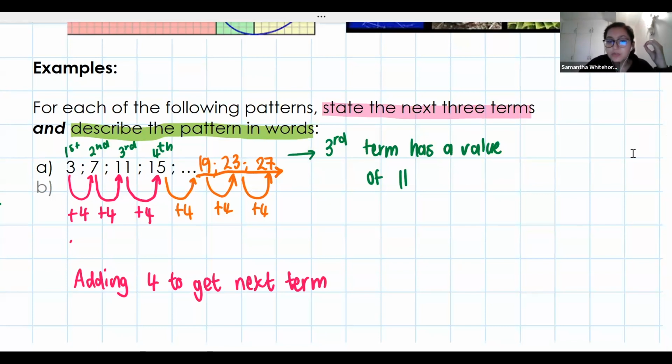And Lunofefe has put a nice explanation there for you. We're starting with 3 and we're adding 4 to get our next term and our next term and our next term. All right, so we are increasing by 4 here.